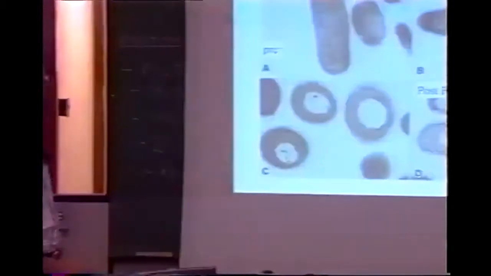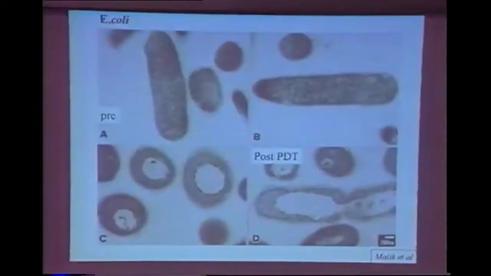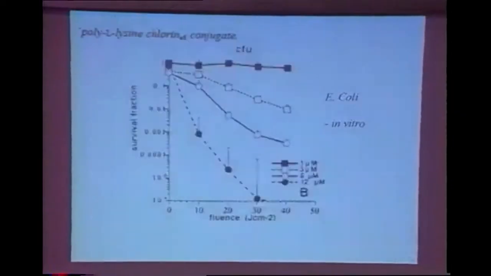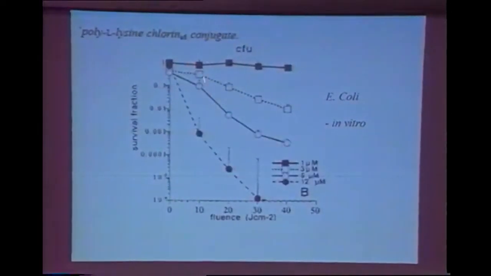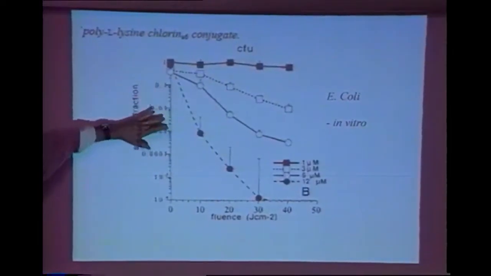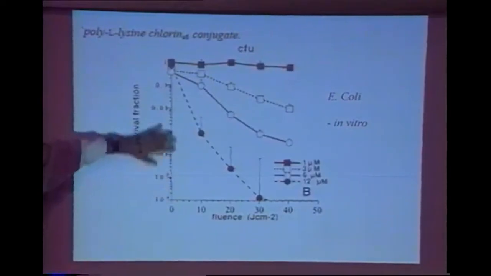This just shows bacteria pre and post. These are E. coli, and basically the bacteria break up. You can do cell survival curves with bacteria. And you notice people are looking at logs of cell survival here.